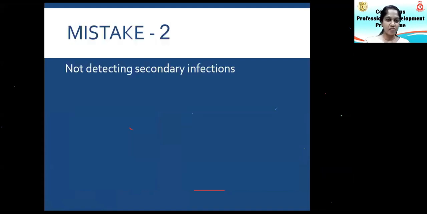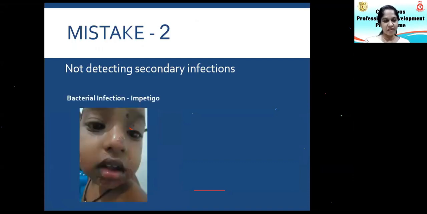And mistake number 2 is not detecting secondary infections. People with eczema are more prone to get infections. It could be bacterial infections like impetigo. I think the diagnosis of impetigo is fairly straightforward. You can see this golden yellow crusting.